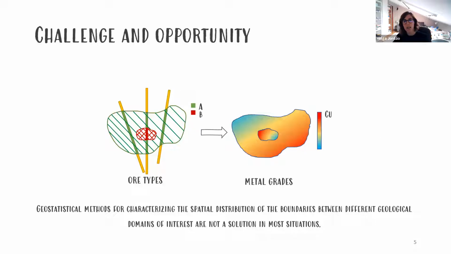So as I said, in the evaluation of mineral resources, we divide complex mineral deposits into ore types, which are mineralized bodies with homogeneous geological characteristics. And using geostatistical methods, we estimate the ore grades, like copper or zinc, within these boundaries for each ore type. And as I mentioned, when the geological environment is complex, geostatistical methods for characterizing the spatial distribution of the boundaries, not of the ore grade, but the boundaries of the ore type, are not a solution in most situations.